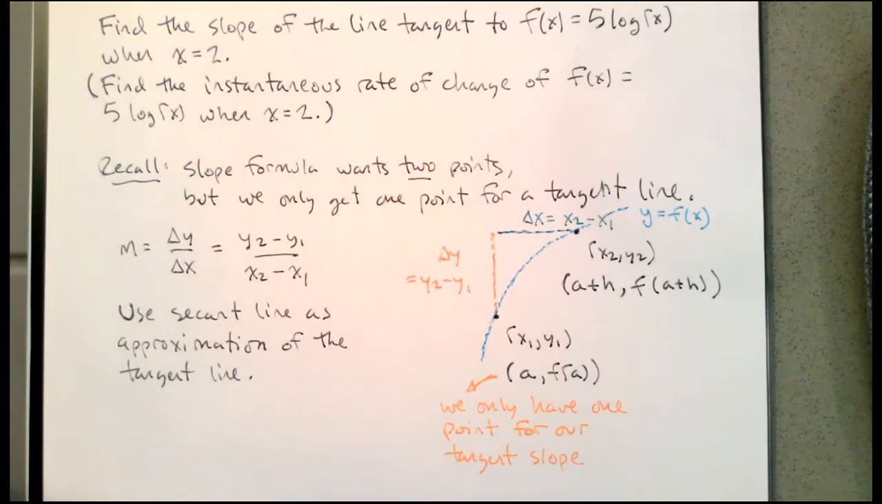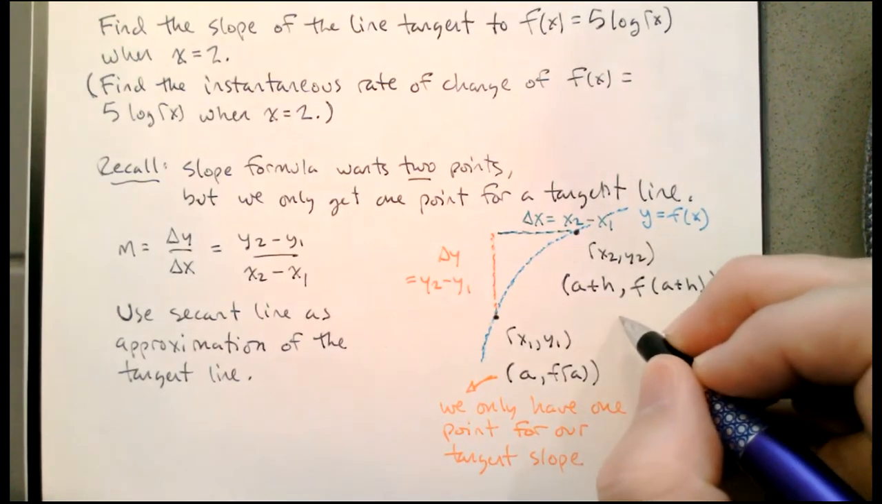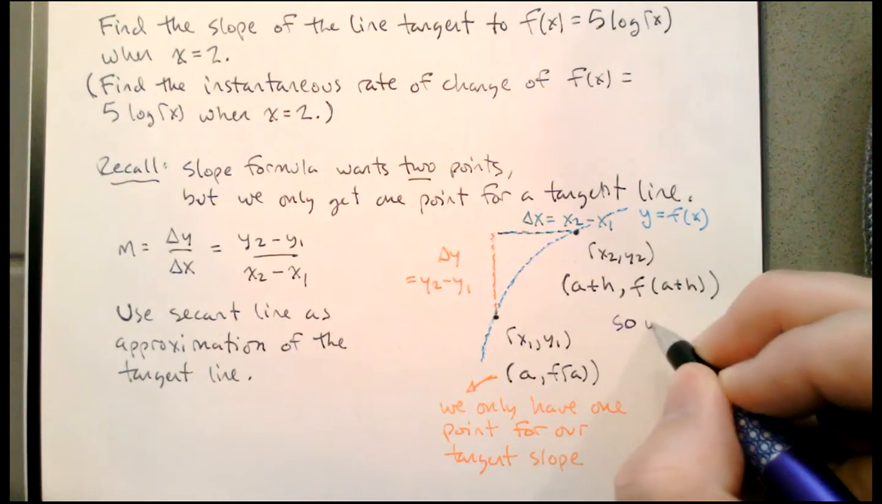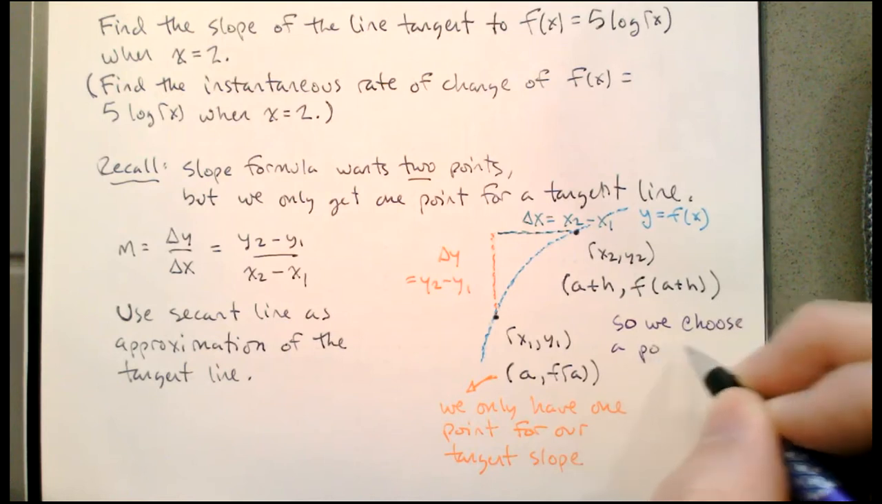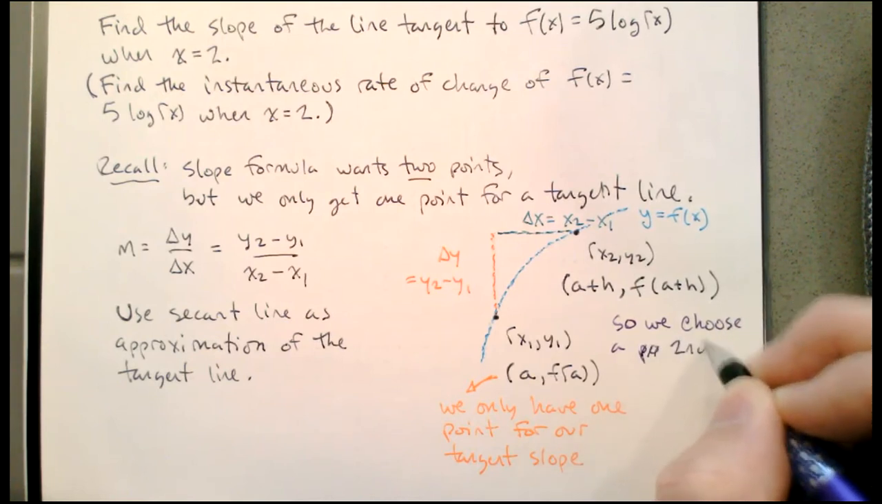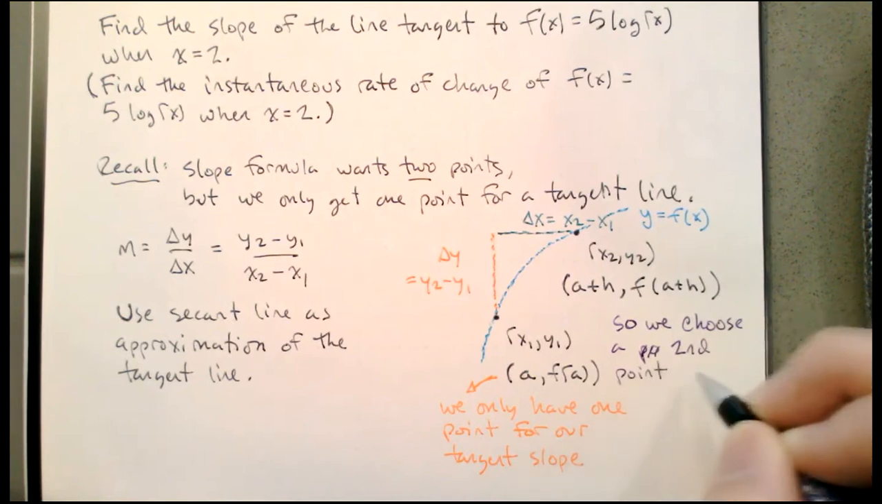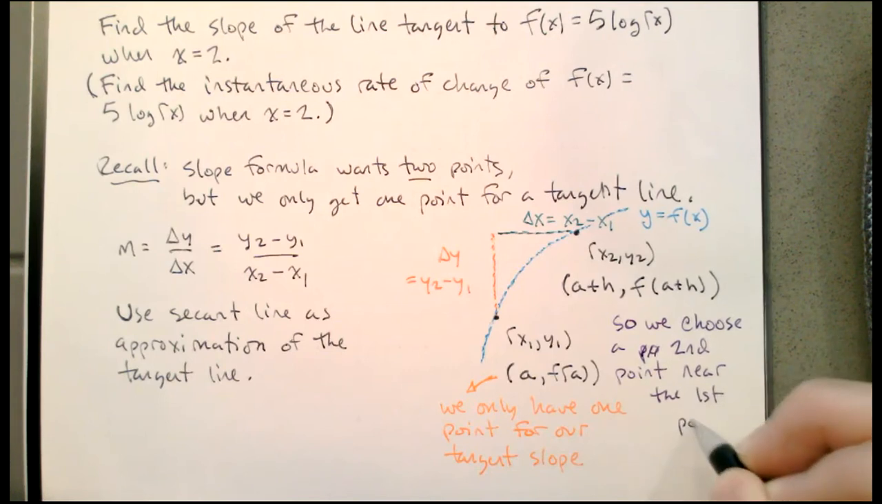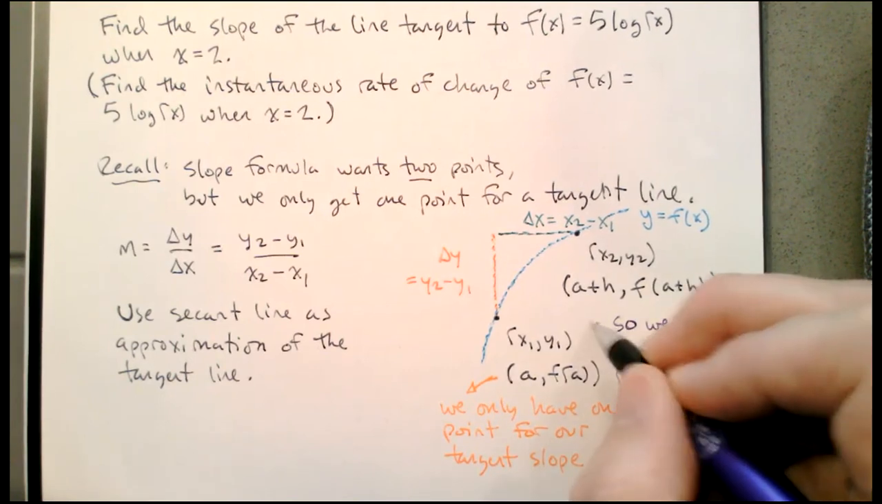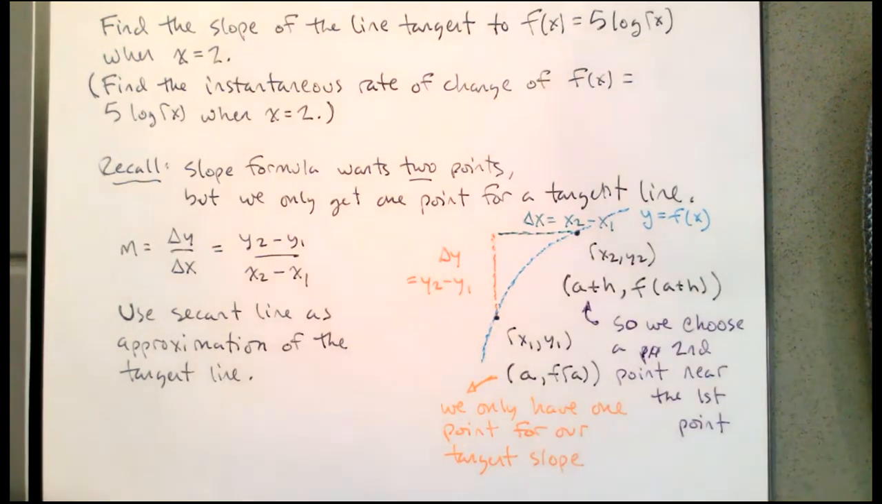We only have 1 point for our tangent slope. So we choose a second point near the first point, and it is h units away from a. h is just going to represent a small amount.